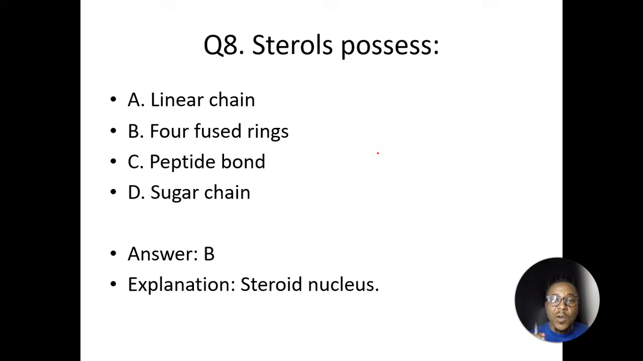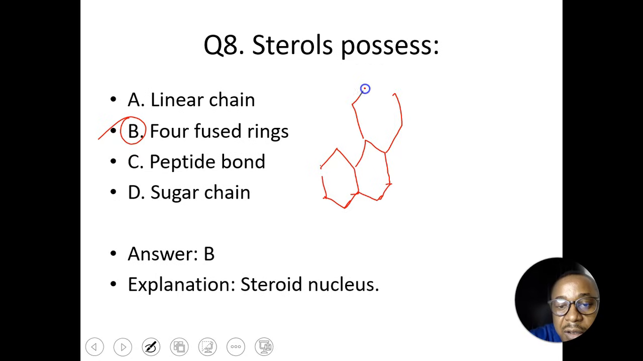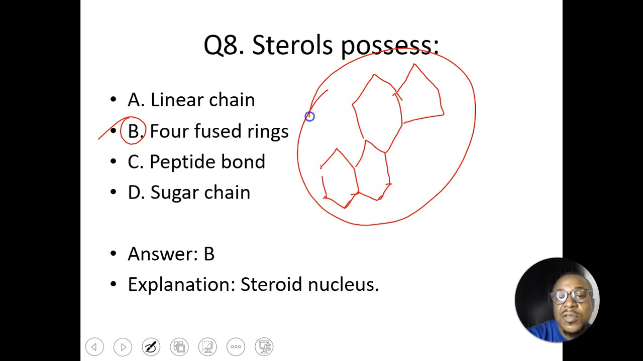So we have sterols, which possess 4 fused rings, also known as cyclopentanoperhydrophenanthrene. Now this is how a sterol looks like. The first ring, the second ring, the third ring, and the fourth ring. So this is the core structure of sterols. Any molecule that you see that has this core structure, you know that they are talking about sterols.